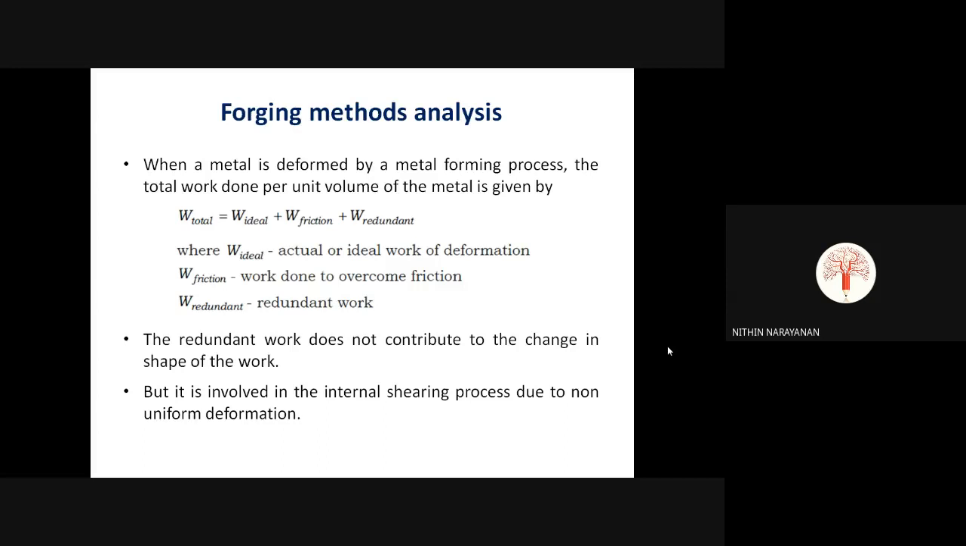Then another one is the redundant work. These are the three types of work acting on a body subjected to a metal forming process. The redundant work does not contribute to changing the shape of the workpiece. Also, this redundant work is involved in the internal shearing process due to non-uniform deformation. So it is related to non-uniform deformation and involved in the internal shearing of the workpiece.